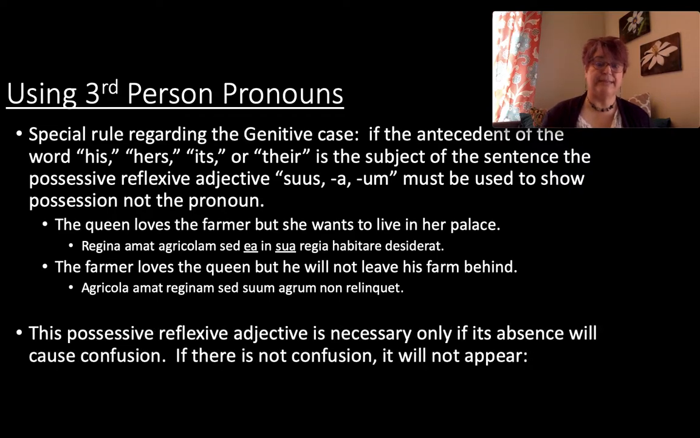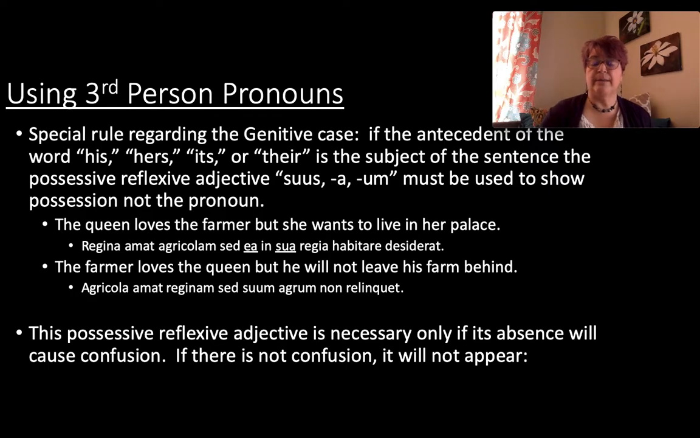Now, interestingly, the reflexive adjective is necessary only if its absence will cause confusion. If there is no confusion that would appear in the sentence, then you don't actually have to use the suus, sua, suum. We've seen this dozens of times. From the beginning of Latin 1, we've been adding words like his or hers or its or their into the sentence simply because it made sense.